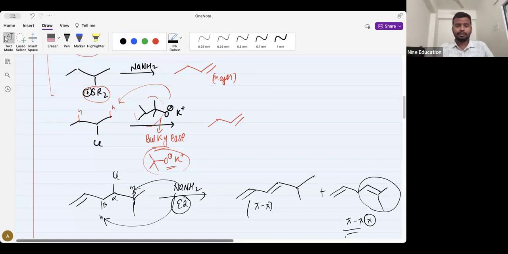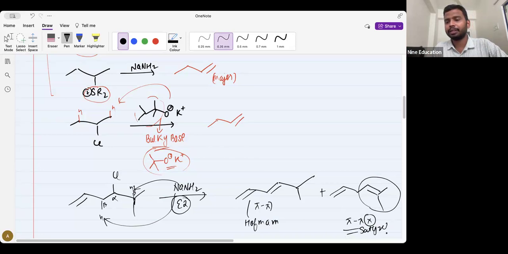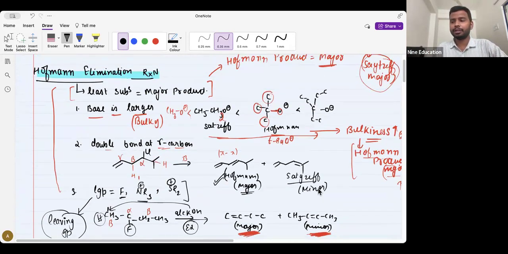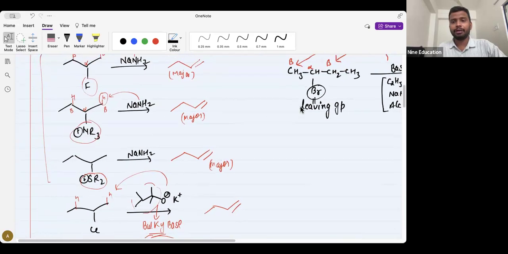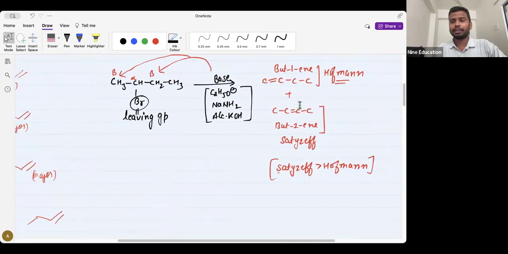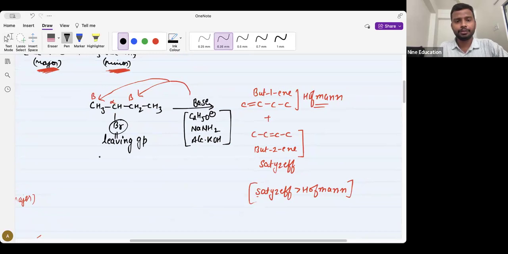If there is no pi conjugation then this product I won't get. So I will get Hoffman product in comparison to Saytzeff product. Remember this, beta. Where you will get Hoffman, where you will get Saytzeff, two rules are there. All the cases of Hoffman you should remember. Whenever you have bulky bases, when your base becomes bulky, it becomes very big, it can't go in between, it can't get inside. This you should remember.